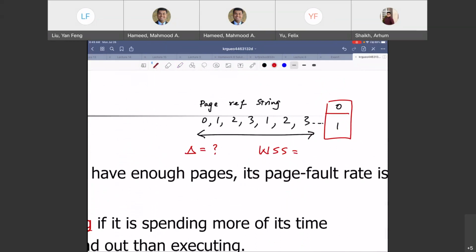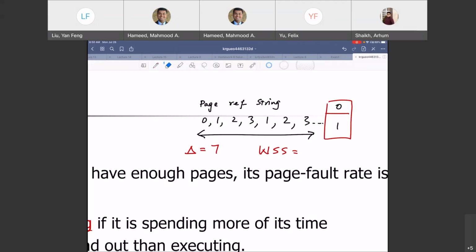I'm giving you only this, and I'm taking a look at that, right? So I'm taking a look at starting 0, ending at 3. So that is going to be my time window over which I'm looking at all the page references. So in this case, delta is how many? 7, right? A fixed number of page references that I looked at, 7.